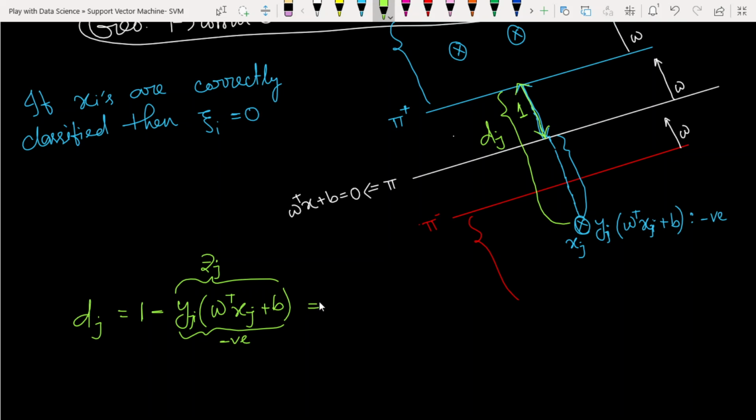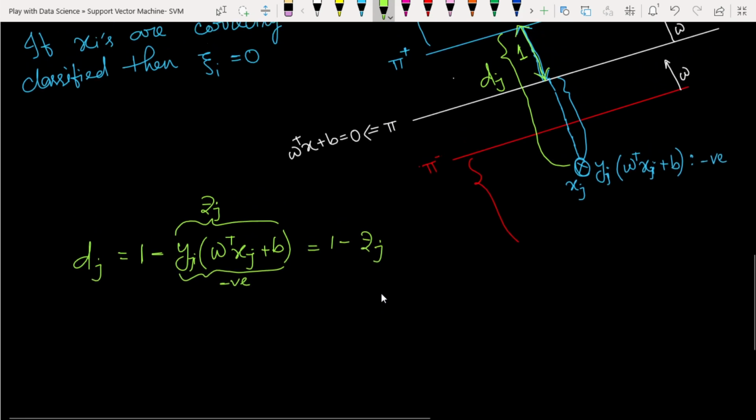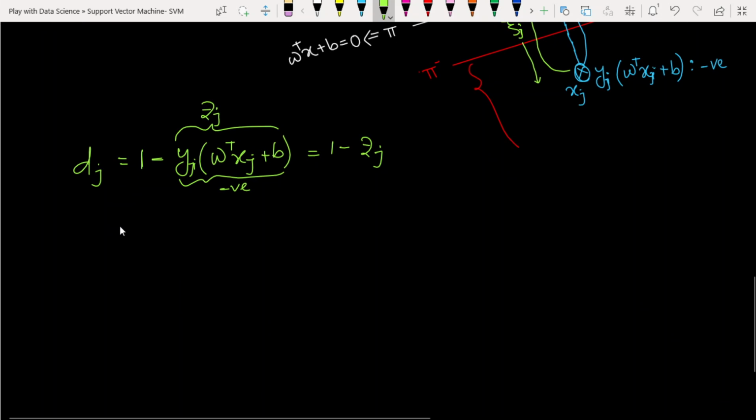For the purpose of understanding, I am simply writing this. So for the point dj, this value will be 1 minus zj. Okay, this value is simply 1 minus zj. And if you remember the soft margin SVM, we call this thing zeta. From our correct hyperplane to our misclassified point, this thing we call the zeta function. From here to here, this thing is called the zeta.